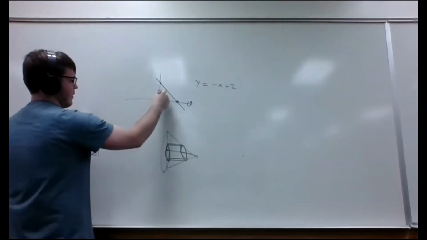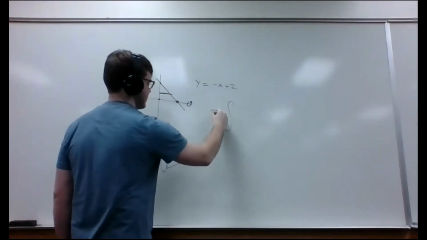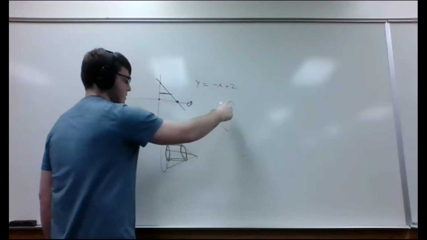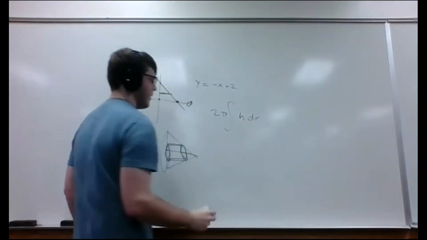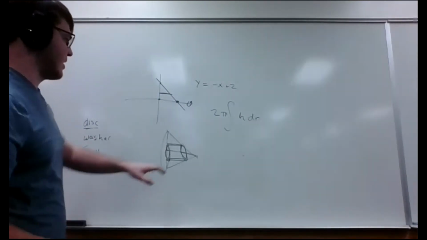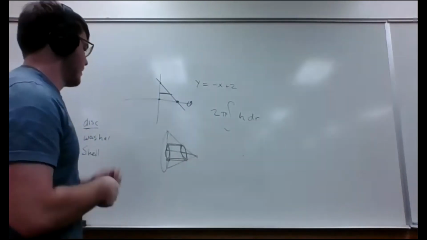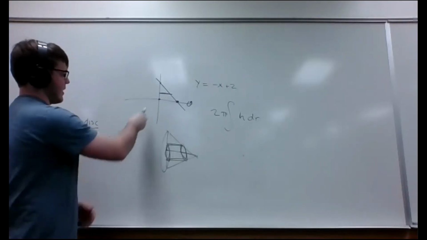We actually want to know this. If we generalize it, it's 2 pi times h dr. So it's just kind of a different way of thinking about the problem, and we're dealing with the change in radius.